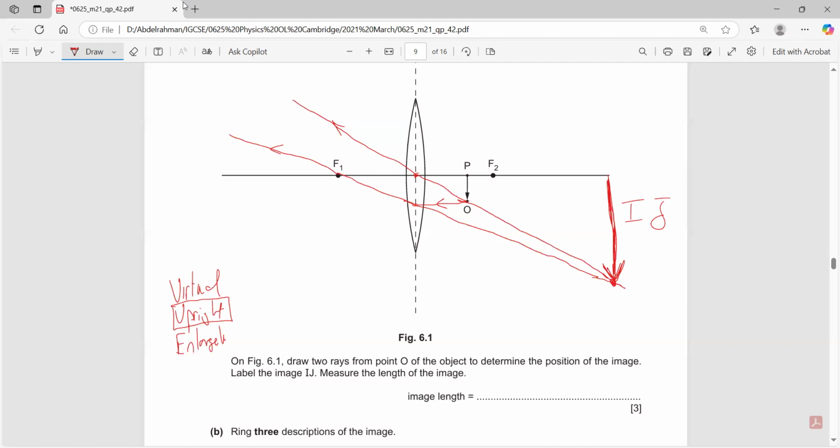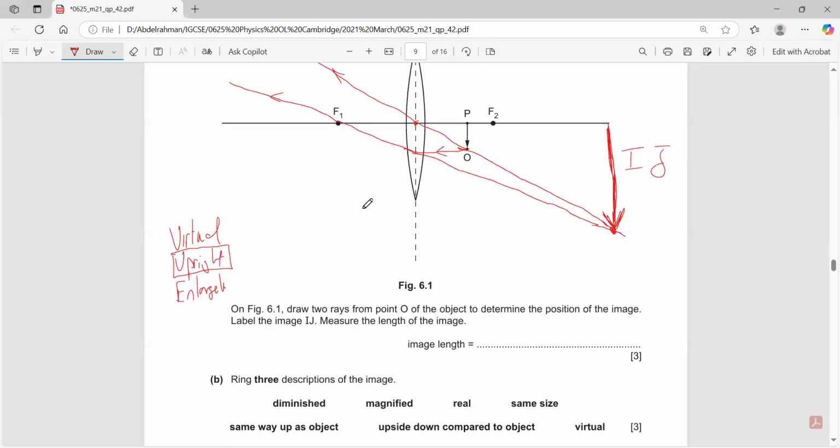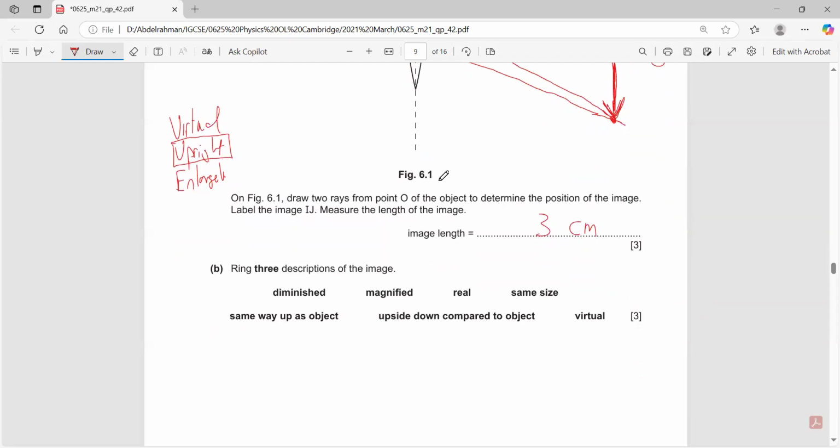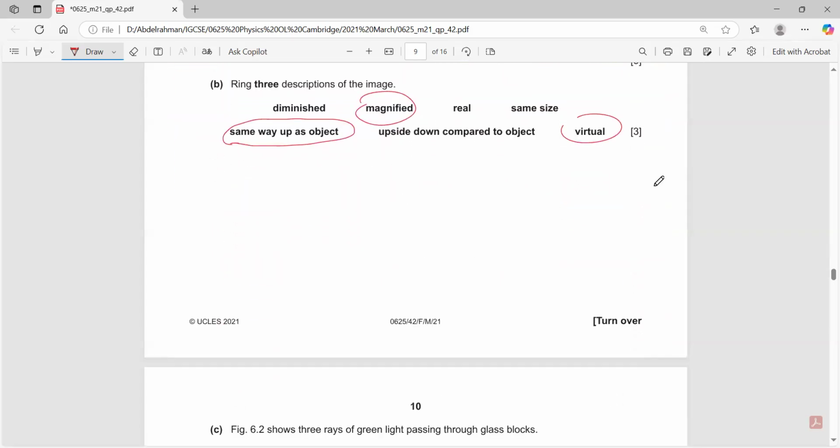The image length should be around 3 centimeters, plus or minus. It could increase a little bit more, it could decrease, no problem. Give 3 descriptions of the image. This is a magnified image. This is a virtual image. And as I said, it is the same way up as the object. So the object is facing downwards. The image will also face downwards.